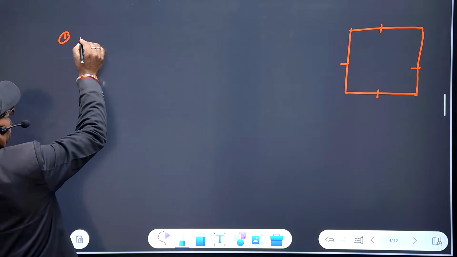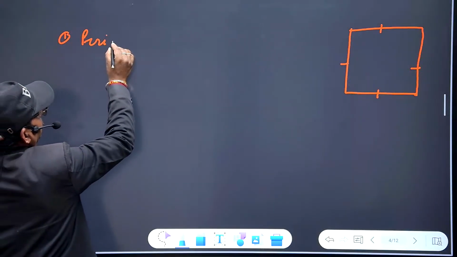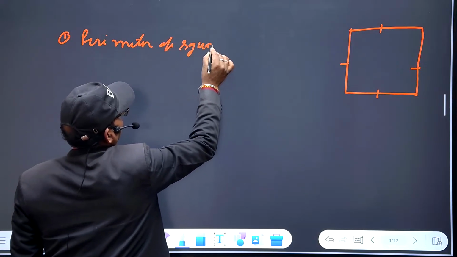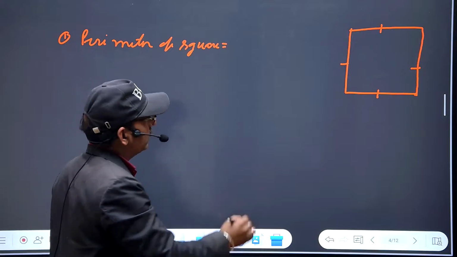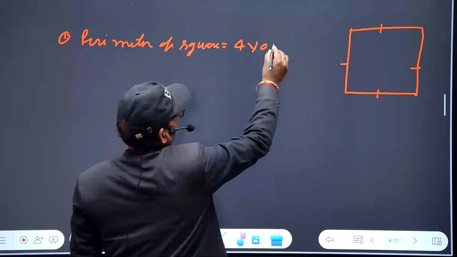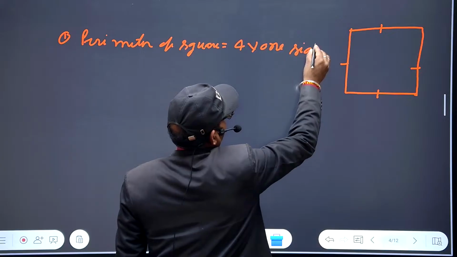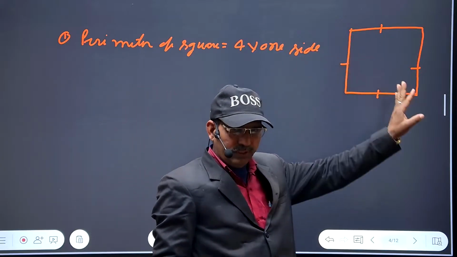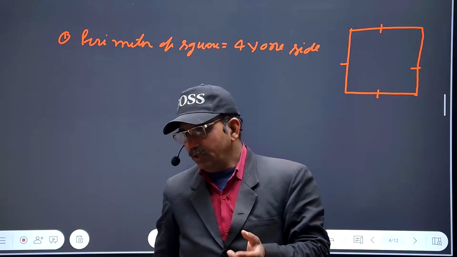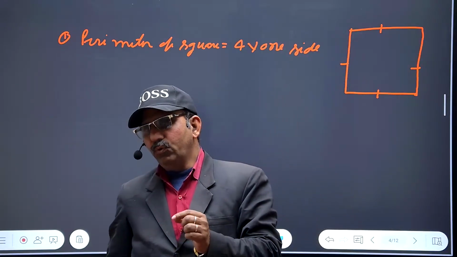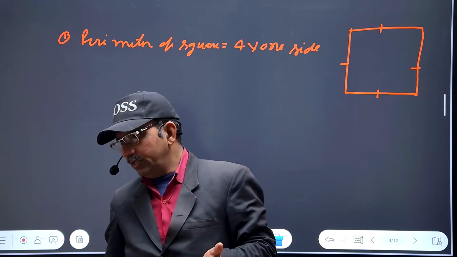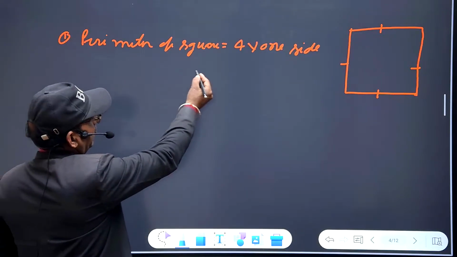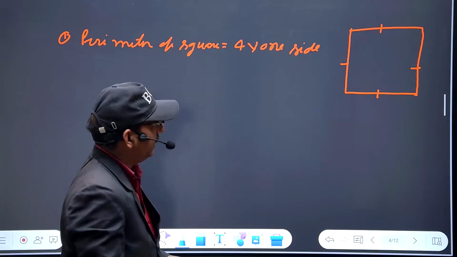So you can find out first the perimeter of a square. What will be your formula? 4 into 1 side. You could add 4 sides, but you will take too much time. Due to this, you will apply the formula, put up the value of one side, multiply and get an answer easily. The formula is: perimeter of square is equal to 4 into 1 side.